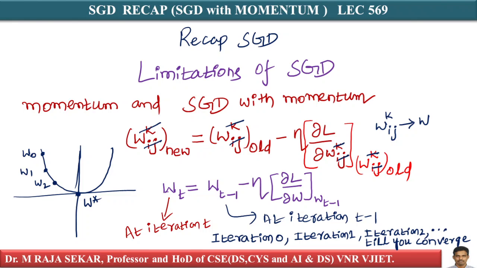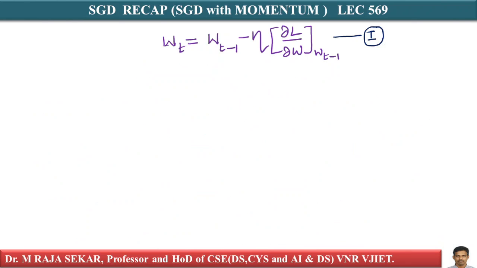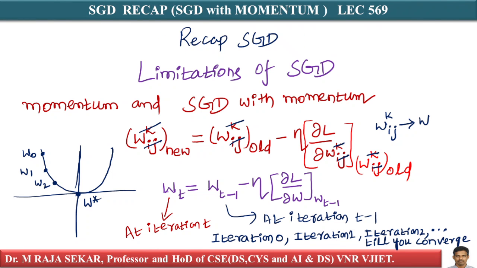W at iteration t is equal to W at iteration t minus 1 minus eta into the derivative of the loss function with respect to W at iteration t minus 1. Where do you compute the derivative? You compute the derivative at the previous point, which is W_(t-1).